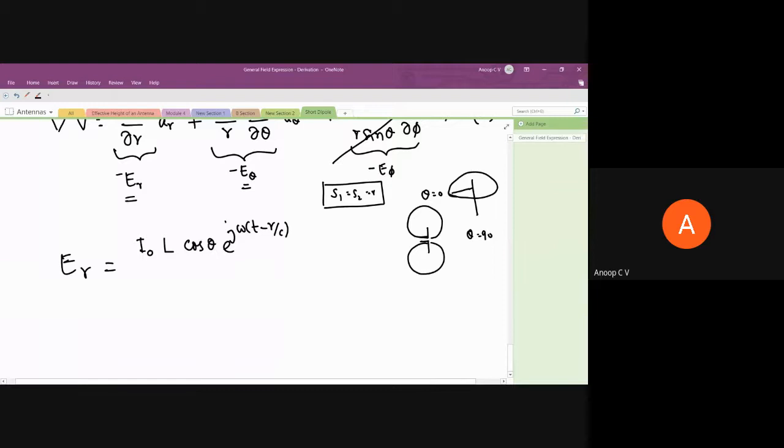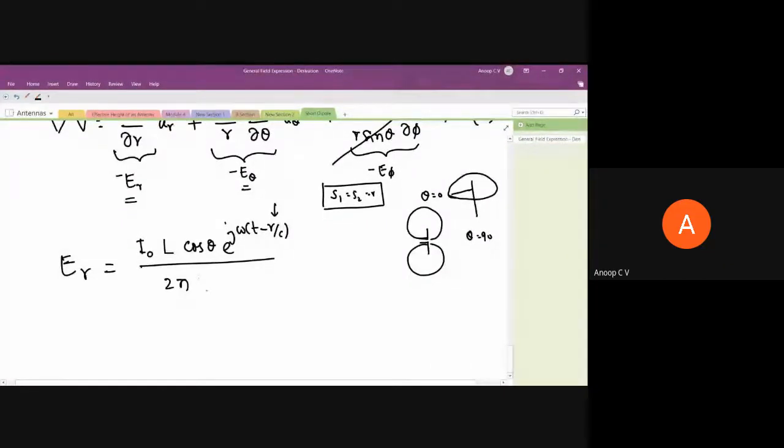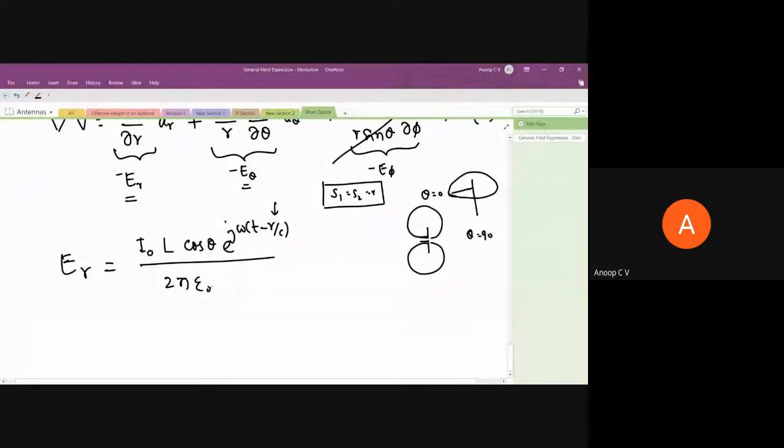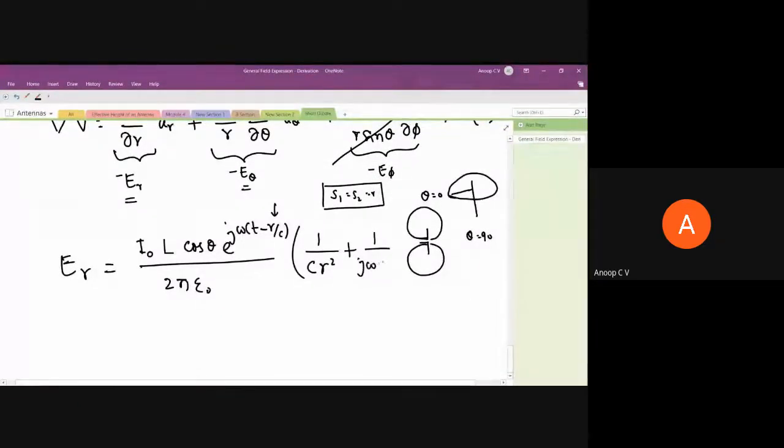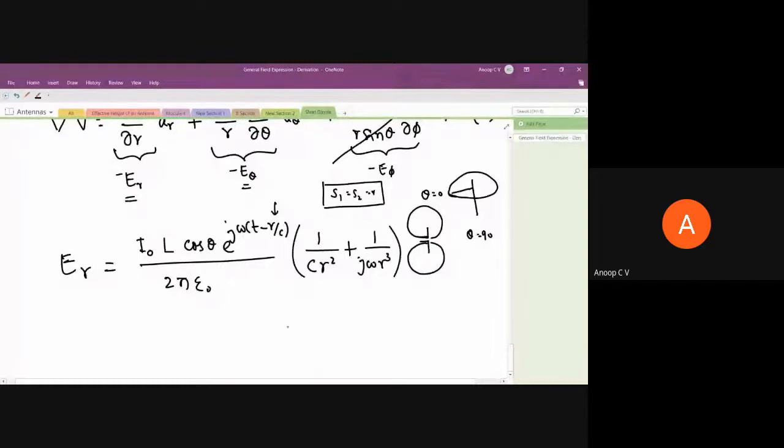So I'm writing it as e^(j(omega t - R/c)), where this R/c is the propagation time, divided by 2 pi epsilon naught, where epsilon naught is the permittivity, and it has two terms: 1/(c r squared) plus 1/(j omega r cubed). So this is E_R, and similarly E theta.